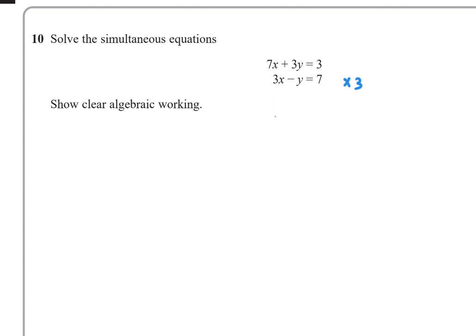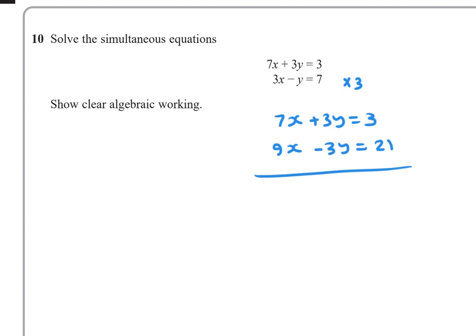So the first equation is the same, 7x plus 3y equals 3. The second equation, 3x times 3, 9x, and negative y multiplied by 3, so negative 3y, and 7 times 3, 21. Now we have the same number for y, one positive and one negative, so add to eliminate y because of different signs.